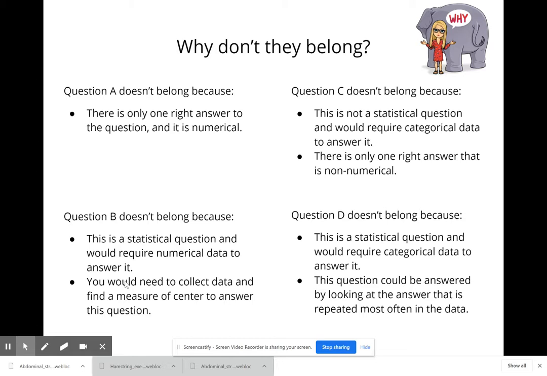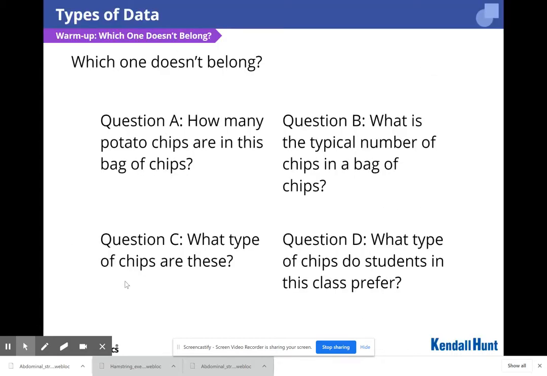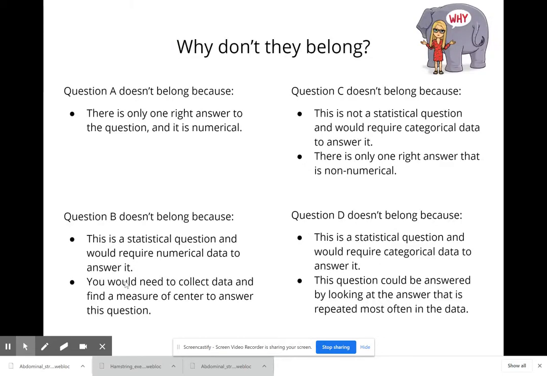So you saw this slide yesterday. But let's talk about these questions. So question A said, how many potato chips are in this bag of chips? So if I'm holding a specific bag of chips, I'm only going to get one answer. I can dump the bag of chips out, count them, and everyone should count the same number of chips. If there's 15 chips in the bag, the answer would be 15. So this question, there's only one right answer, and it is numerical. Okay, so it is not a statistical question.